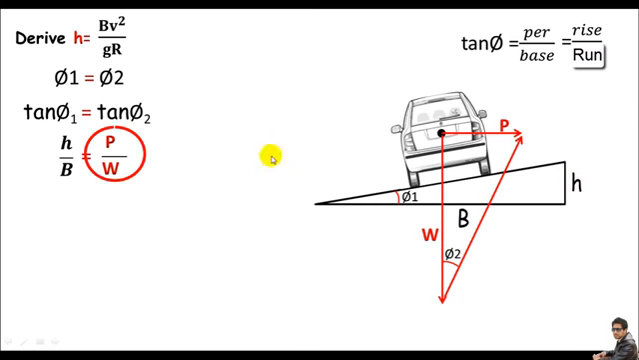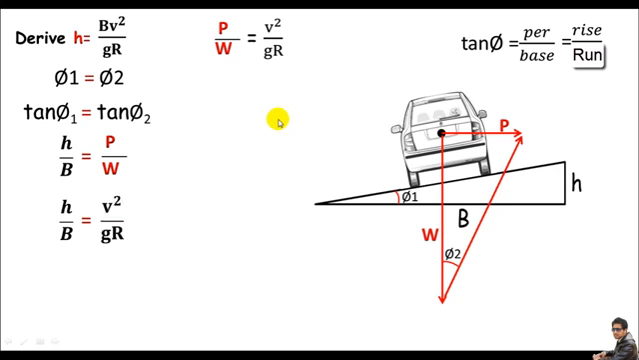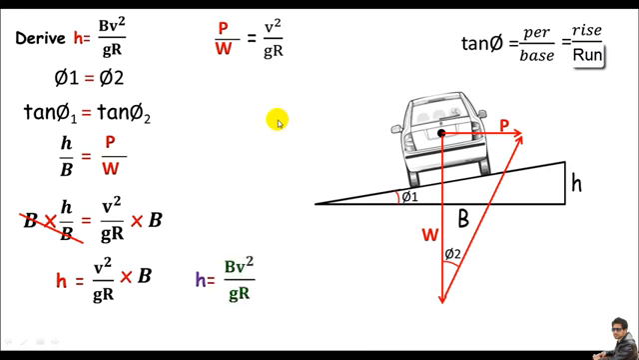Here, if you recall 9th and 10th physics, P by W is the centrifugal ratio, which is always equal to V square divided by GR. So I can say h by b equals V square divided by GR. Multiplying both sides with b, we get h equals V square divided by GR times b. Or I can write this formula in a neat form, which is h equals BV square divided by GR. And this is the superelevation.